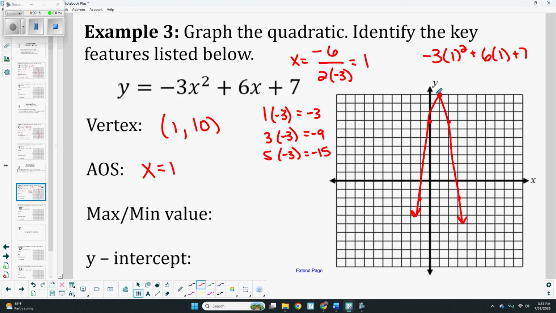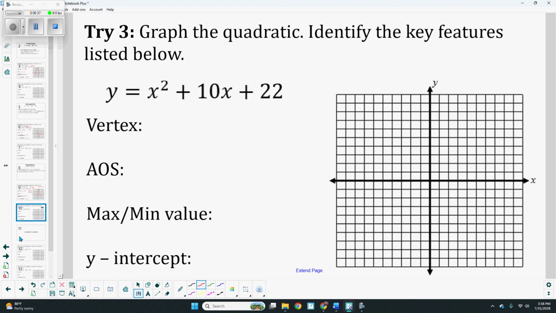Okay, so it had a maximum value of 10. And the y-intercept, I could actually see that it passed through at 0, 7, and it's in standard form. So I could just take the number there. If I didn't see where it crossed, I take that c value, and that is my y-intercept. So here's the last one for you to try. You can pause or end here. The answer is posted on Google Classroom, but that is graphing quadratics in all their forms.